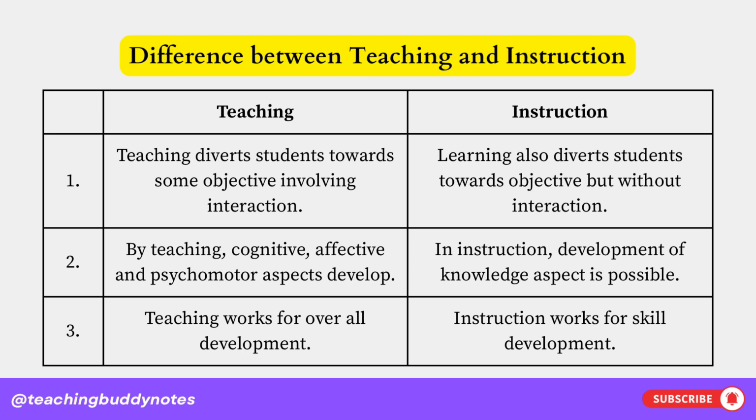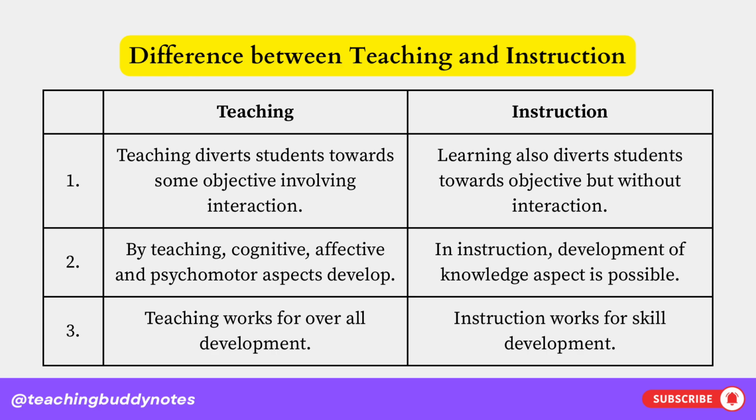Difference between teaching and instruction. Teaching diverts students towards some objective involving interaction. Instruction also diverts students towards objective but without interaction. By teaching, cognitive, affective and psychomotor aspects develop. In instruction, development of knowledge aspect is possible.